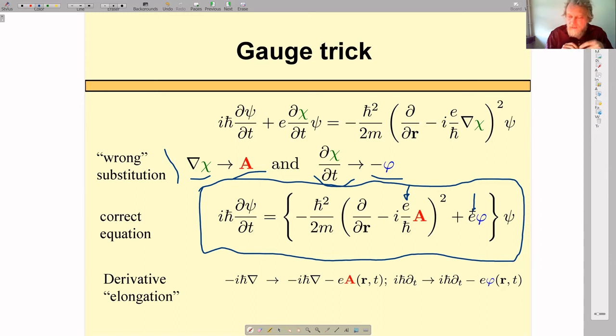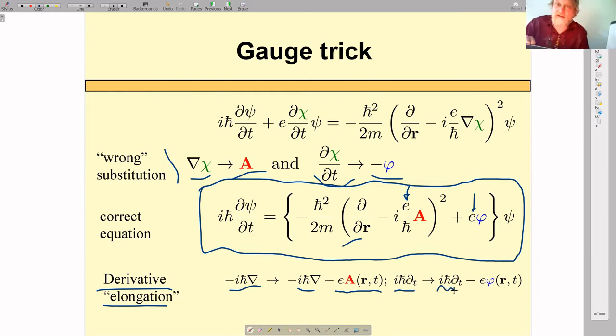Right. To make it a little bit mnemonic, people talk about derivative elongation. So each gradient which comes into this equation gets an addition proportional to the vector potential. The time derivative is also changed, but with a scalar potential.